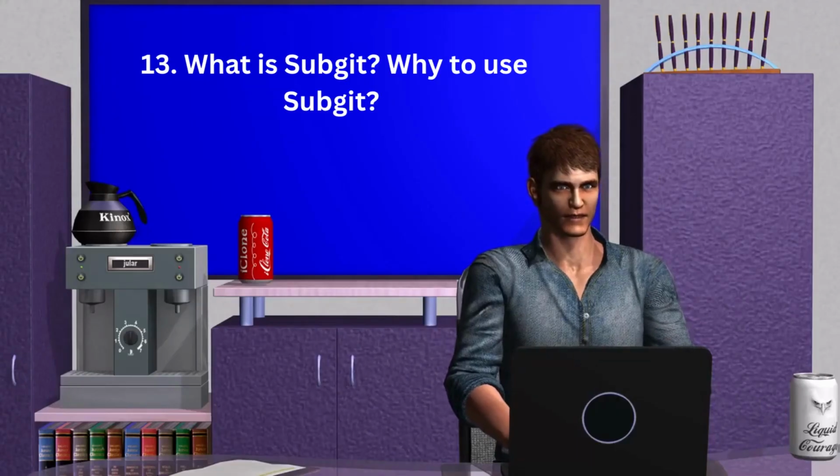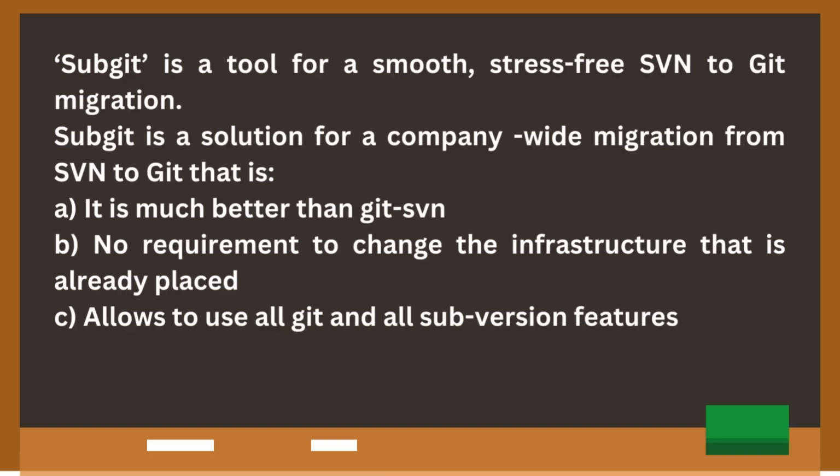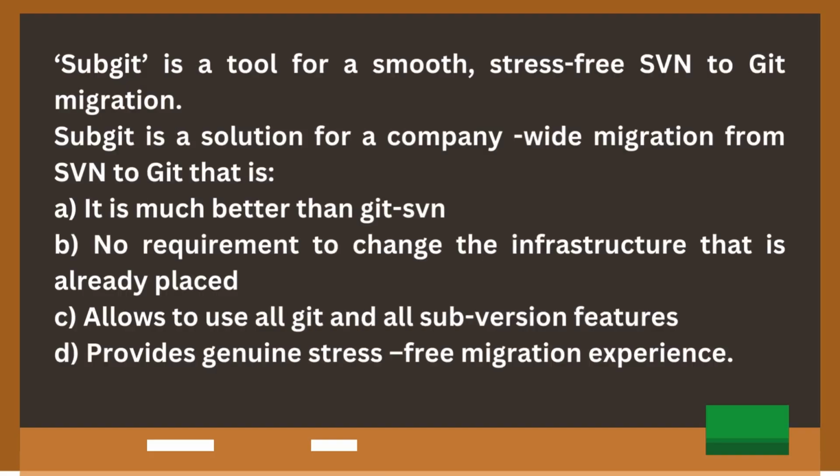13. What is SubGit? Why use SubGit? SubGit is a tool for a smooth, stress-free SVN to Git migration. SubGit is a solution for a company-wide migration from SVN to Git that is A. It is much better than git-svn. B. No requirement to change the infrastructure that is already in place. C. Allows you to use all Git and all Subversion features. D. Provides a genuine stress-free migration experience.